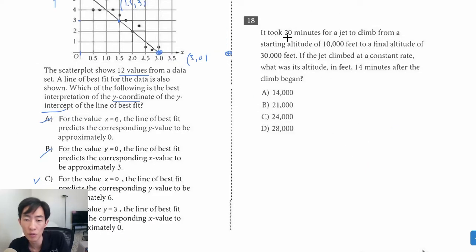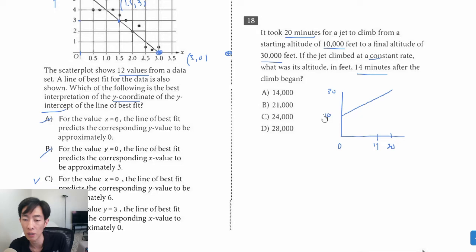Question 18: it took 20 minutes for a jet to climb from a starting altitude of 10,000 feet to a final altitude of 30,000 feet. If the jet climbed at a constant rate, what was its altitude in feet 14 minutes after the climb began? So this is actually going to be a linear model. The way I'm picturing it is this. We're starting at 10,000 and we're going up to 30,000. It climbed at a constant rate, so that's why the line is straight. And it took 20 minutes. So if this is minutes, 0 there, and 20 is down here. They want us to figure out what the altitude was at a random place, which is 14, so that's about here.